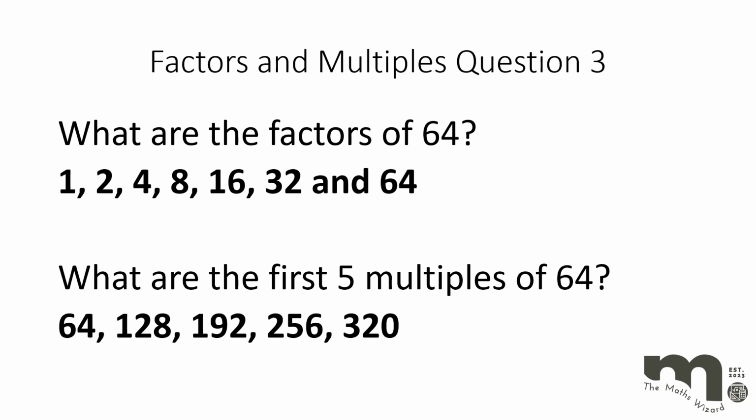All of those numbers there go into 64. If you want to check any, you can do 16 times 4 to give you 64, and you can see there both of those numbers are there. We've got one pair of factors there, and your first 5 multiples of 64, we've got 64 times 1, 64 times 2, and so on there.